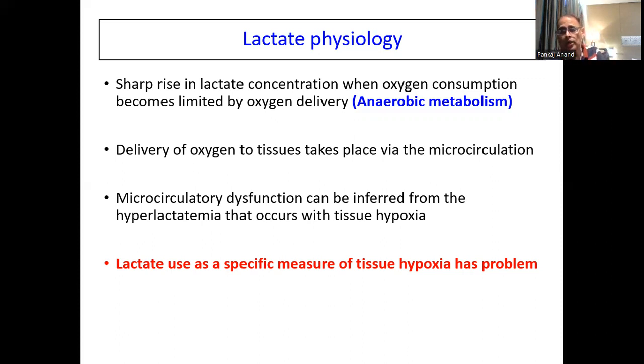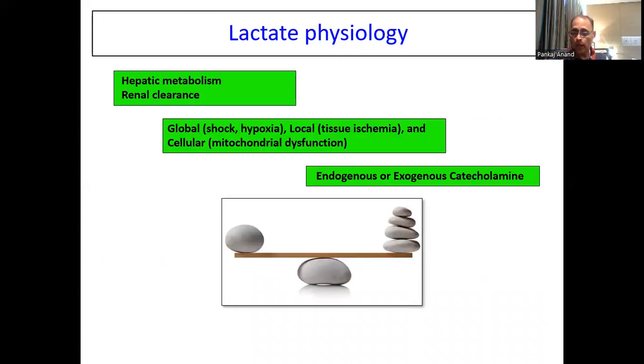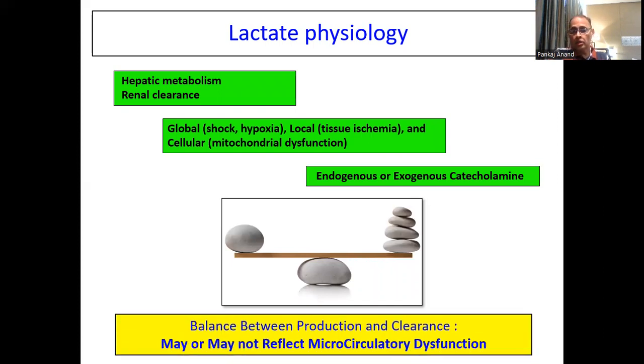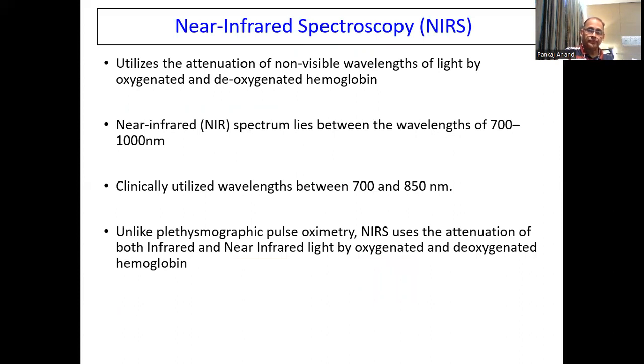But this is where I would like to caution you. Lactate used as a specific measure of tissue hypoxia has its own problems. Why? A high lactate could be because of excessive production of lactate, but it could also be because of poor clearance. So if you have hepatic issues or renal issues, it might or might not reflect microcirculatory dysfunction. So just a single value of lactate is not definitely a marker of microcirculatory dysfunction.